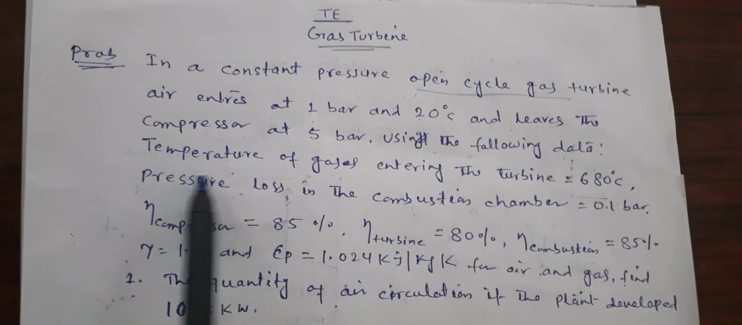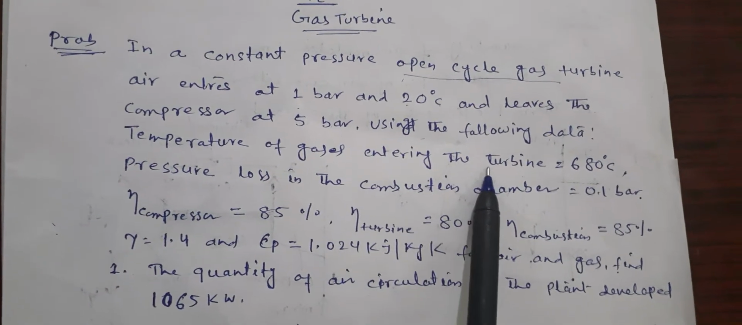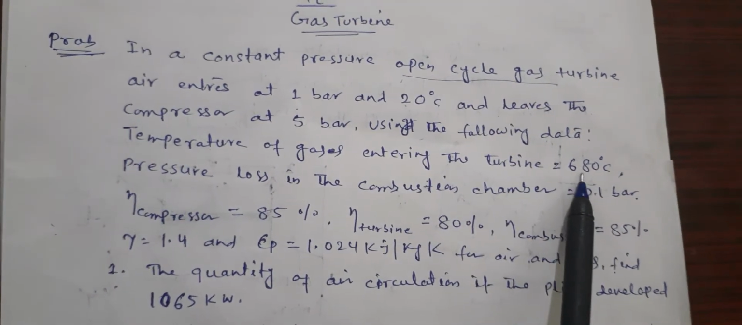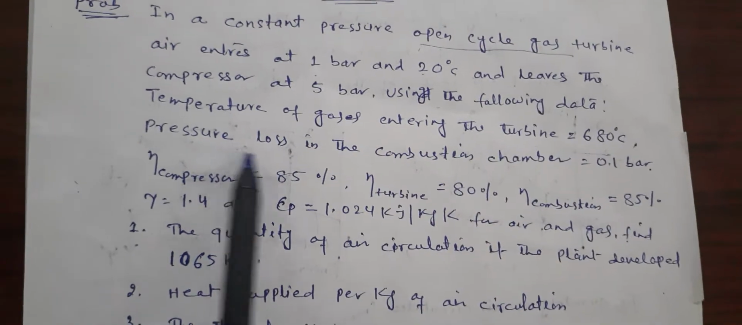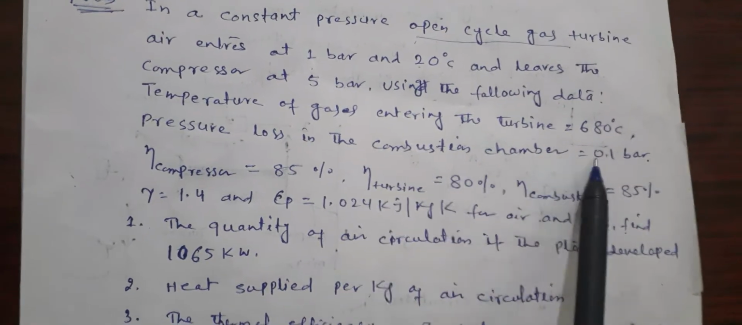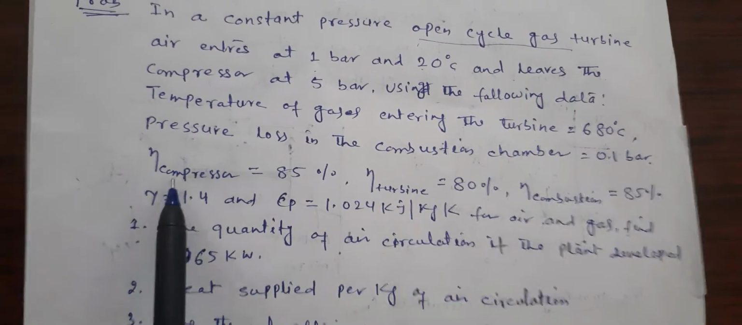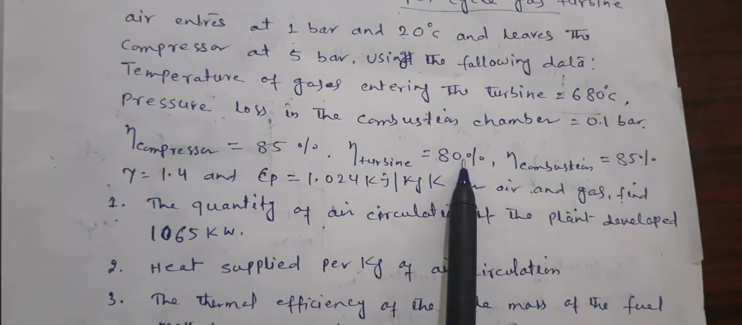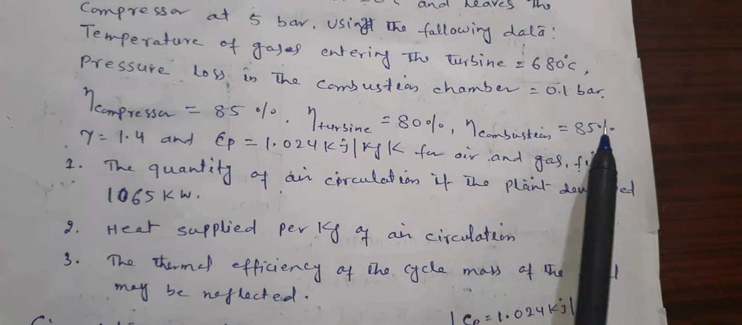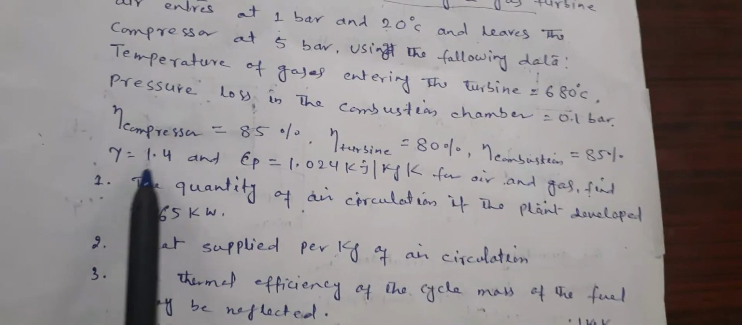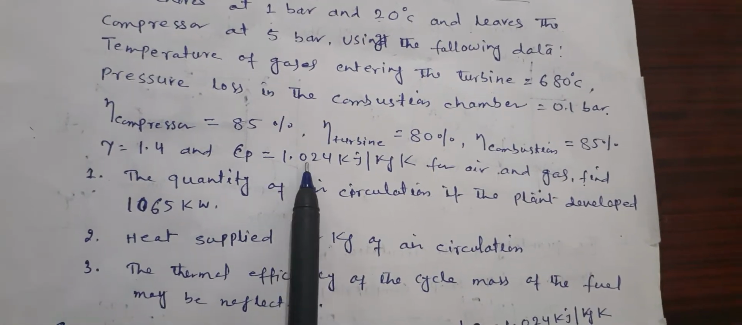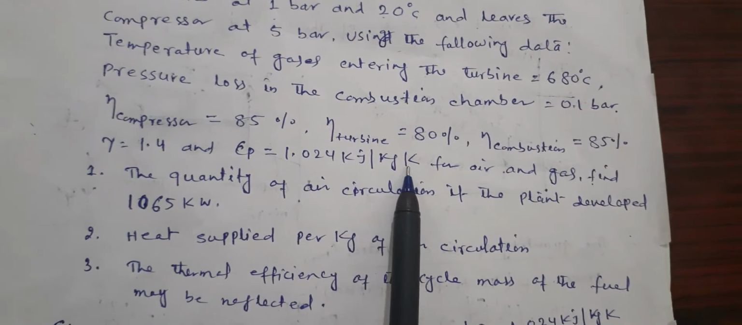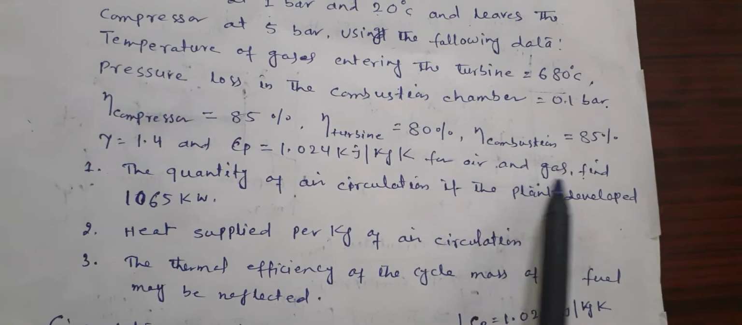Using the following data: the temperature of gas entering the turbine is 680 degrees Celsius, and the pressure loss in the combustion chamber is 0.1 bar. The efficiency of the compressor is 85%, the efficiency of the turbine is 80%, and the efficiency of combustion is 85%. Gamma is given as 1.4 and Cp is 1.024 kilojoule per kg per Kelvin for air and gas.